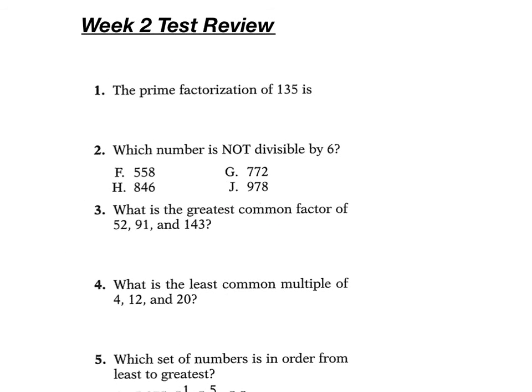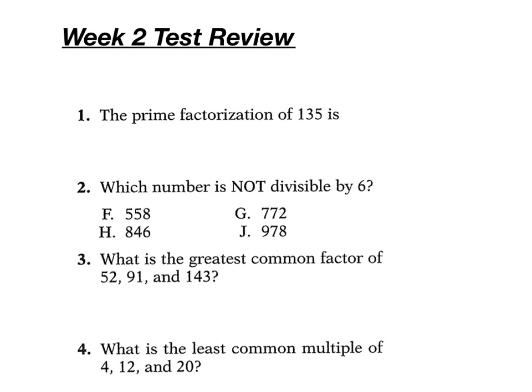All right, so for a review, for number one here, we have the prime factorization of 135. 5 goes into it evenly. 5 goes into 13 two times with 3 left over, so that's 27. The 27 is 3 and 9. The 9 is 3 and 3. So this would be 3 cubed times 5.